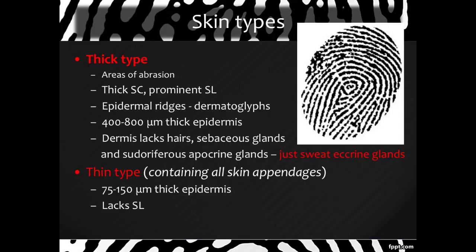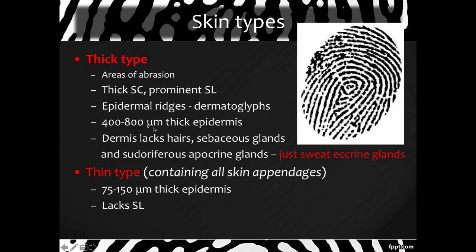So these are the two categories of skin, as I mentioned already, the thick and thin type. The thick type, as I mentioned, has about 400 to 800 micrometers thick epidermis, and it is located on the palms and soles. It lacks hairs and sebaceous glands. It only possesses sweat glands.